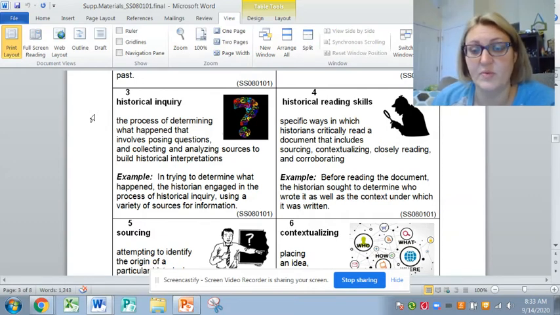Number 4, historical reading skills, specific ways in which historians critically read a document that includes sourcing, contextualizing, close reading, and corroborating. Example, before reading the document, the historian sought to determine who wrote it as well as the context under which it was written.